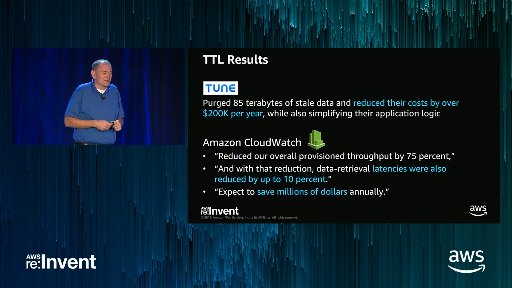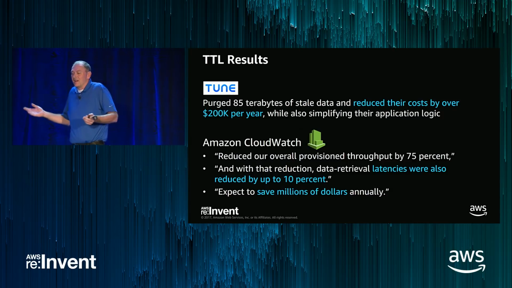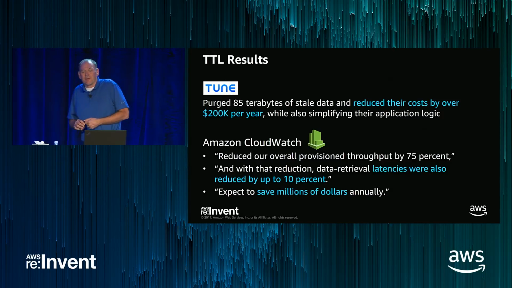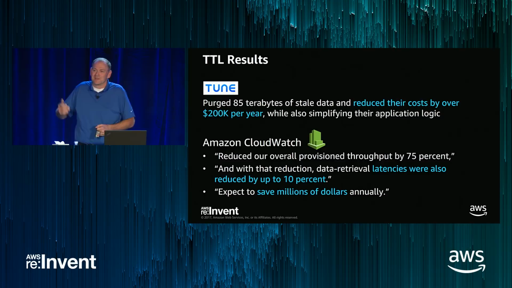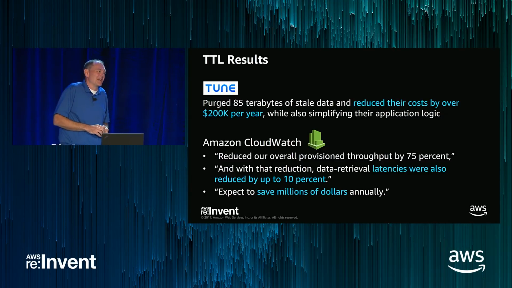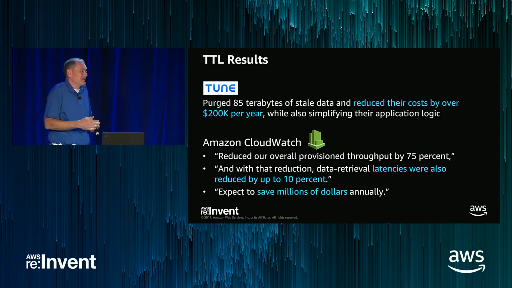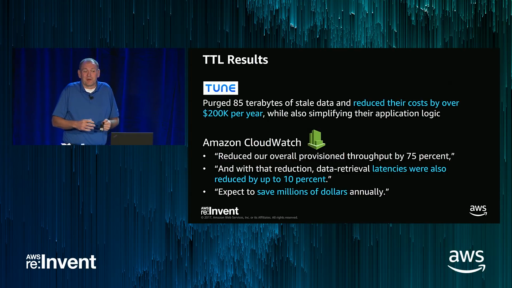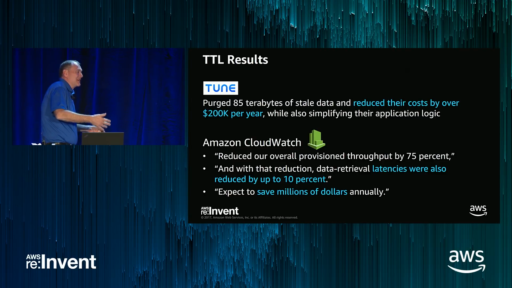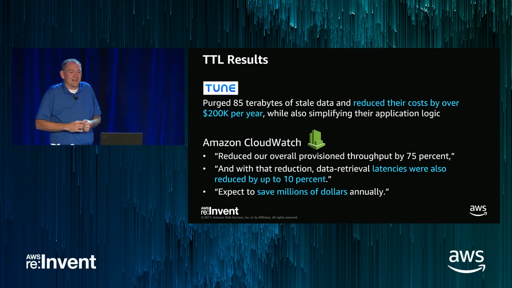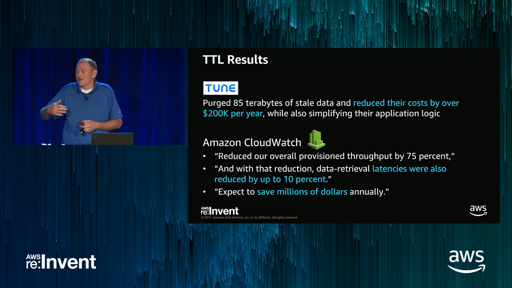CloudWatch, our internal service for monitoring all of our AWS services, reduced overall provisioned throughput by 75%. And the reason why was because they were actually using some inefficient queries. They were querying using filter conditions. Filter conditions cause you to read all of the items in a given partition and then filter the items only that match. Well, when their partitions got big with a bunch of stale data, they were reading a whole bunch of data they didn't care about, and then they were applying a filter condition to knock them out.